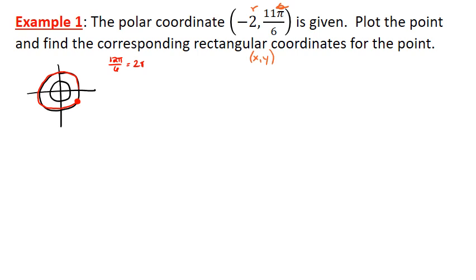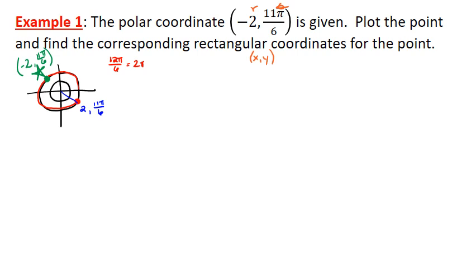Now, this ordered pair here would be (2, 11π/6). But our directed distance is -2, so we are just going to reflect that. So this here, the green one, is the coordinate (-2, 11π/6).